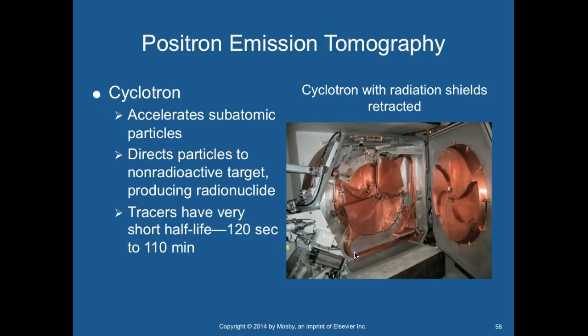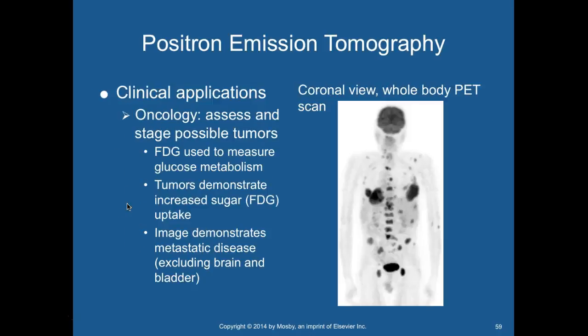So looking here, this is cyclotron with radiation shields. And you can see what it does is it accelerates subatomic particles, directs particles to non-radioactive targets, producing radionuclei. Tracers have a very short half-life of 120 seconds to 110 minutes, so very, very quick half-life there. And with positron emission tomography, clinical applications, so we assess and stage possible tumors.